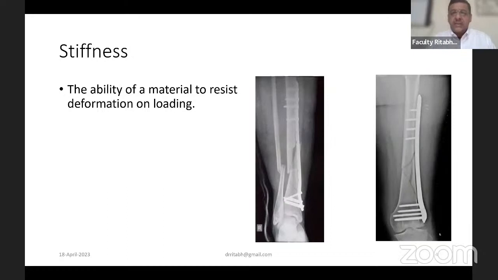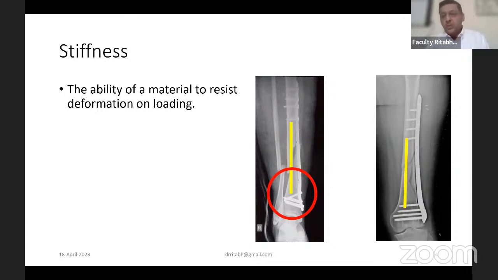So this is an implant fixed to the tibial bone in a minimally invasive manner in a bridge mode. And on your right is the implant fixed to the femur bone, similarly in a bridge mode. The working length of both the implants is the same, but the tibial plate has deformed. So the stiffness of the tibial plate was much less compared to the femur plate.